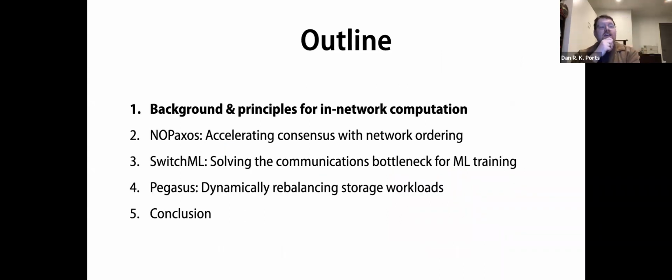So my plan for today is to talk first a bit generally about the technologies that we're using and how we should be using them, and then look at 3 systems that solve distributed systems bottlenecks in a wide variety of systems, ranging from replicated consensus-based fault-tolerant systems to speeding up ML training workloads, and finally towards addressing data placement in highly skewed workloads.